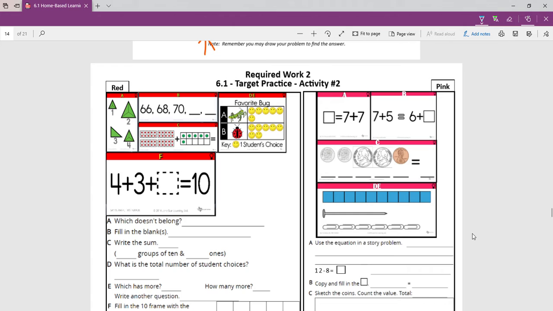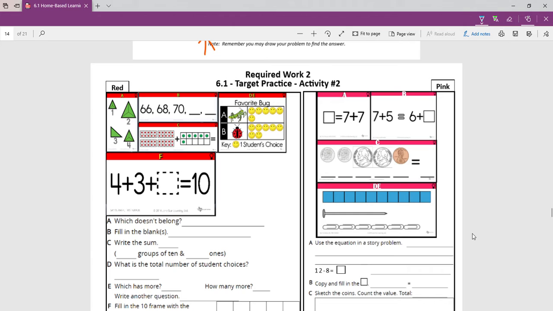Okay, boys and girls, now let's go over activity number 2. This is the Lone Star practice, just like this. I hope you're on the same page as me. Remember, it looks like it's a lot, but it's not, and it's pretty easy, okay?